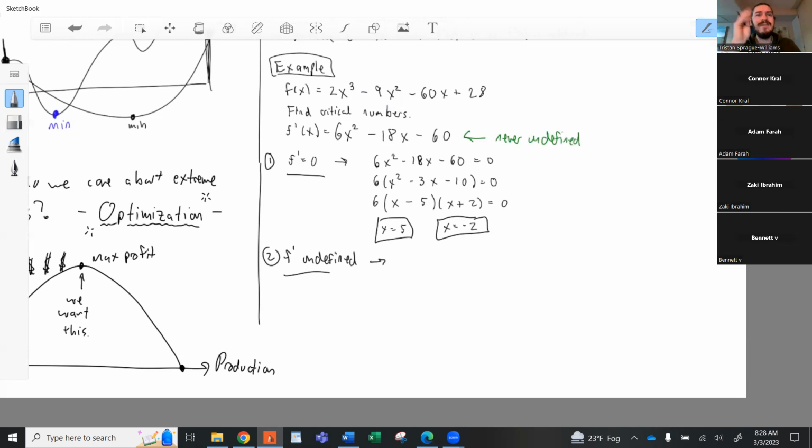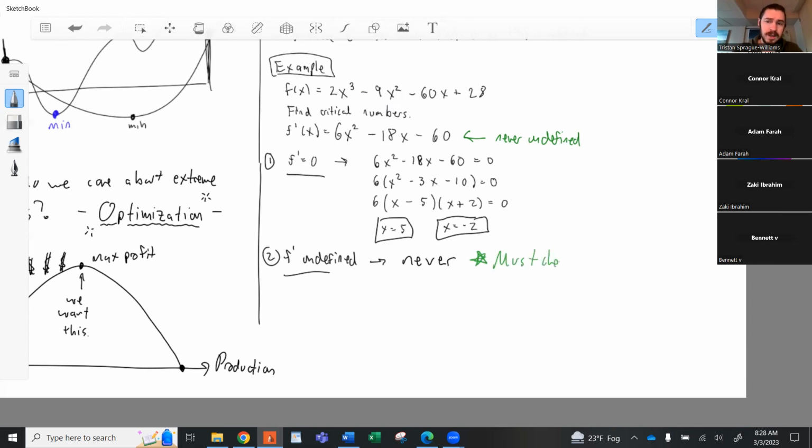We're not going to have any values where it's undefined because it's a polynomial. It's a quadratic polynomial. The domain is all real numbers. It doesn't have any undefined, no discontinuities. So I'm just going to write never. This is key, though. It is important that you do check this.